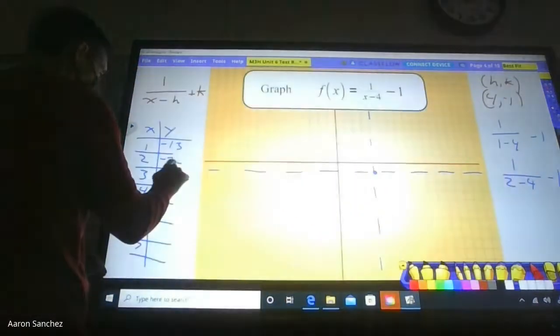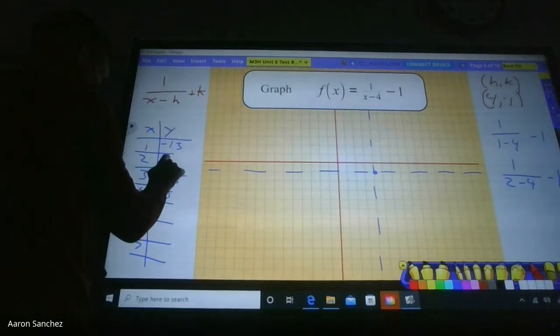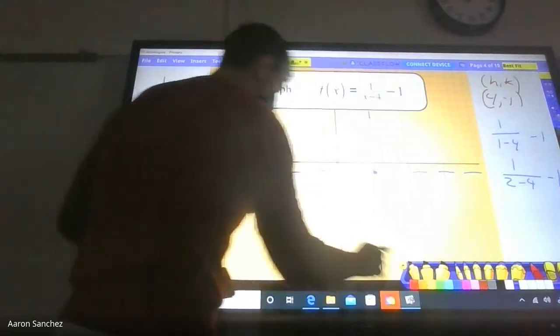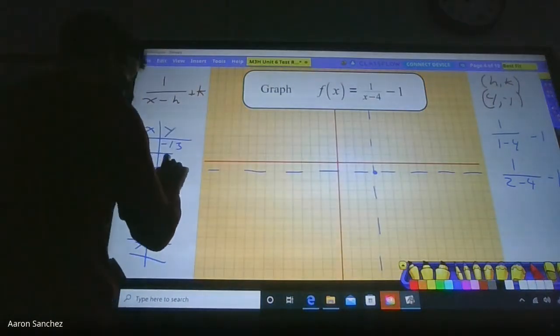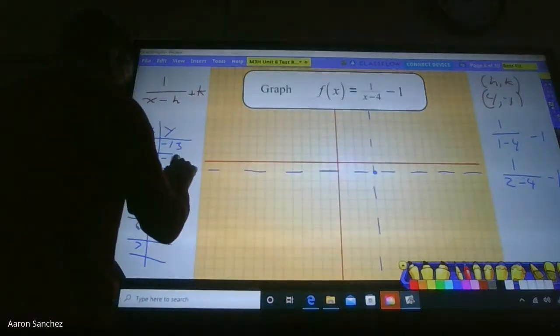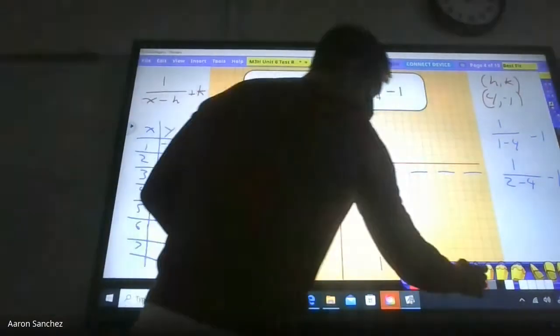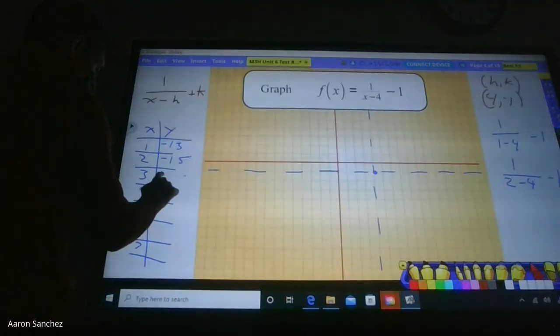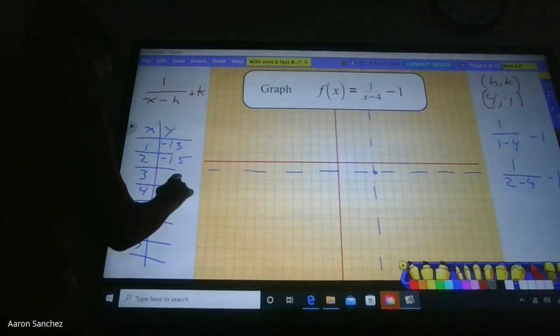Am I right? Are you guys doing this with me or no? Yeah. Is it negative 1.5? Negative 1.5. And then let's do 3 again. I plug in my notes because I'm rushing. It's easier to write it. I have to write everything out.